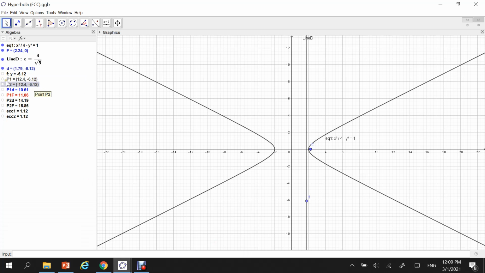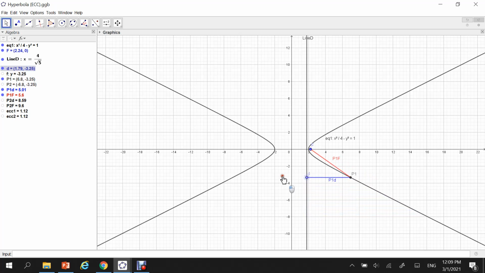Okay, now I'm going to pick a point that is on the right arm of my hyperbola. And again, I'm going to construct the two lines, P1 connecting to my fixed line, and P1 connecting to my fixed point called F, and the eccentricity is calculated under ECC1. So again, notice that as I move my P1 along the hyperbola, observe what happens to ECC1. If I move further down, notice ECC1 doesn't change, it's fixed at 1.12.